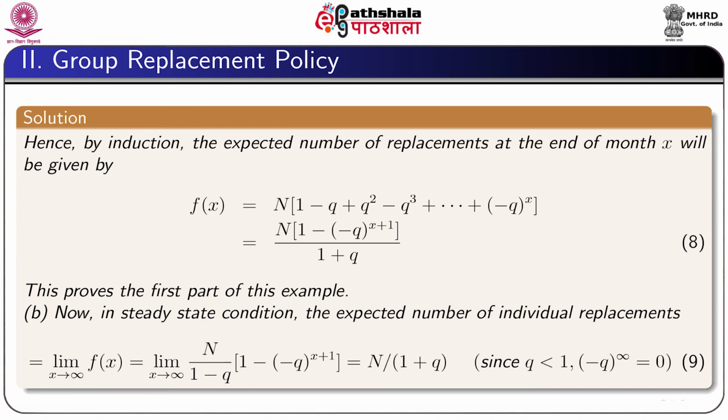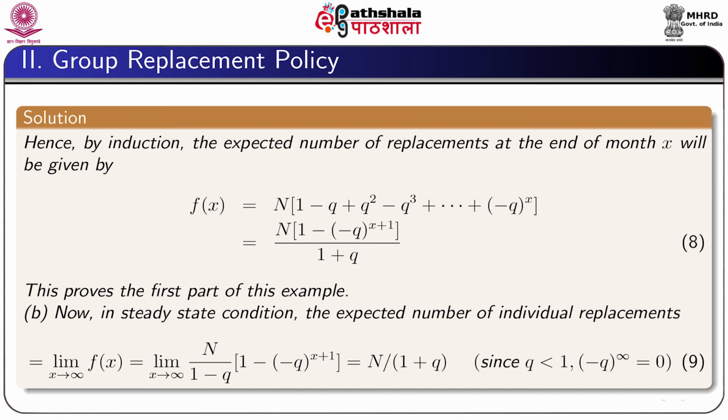Hence, by induction, the expected number of replacements at the end of month x, we can write easily, f(x) equal to n into (1 minus q plus q square plus dot dot dot up to (minus q) whole to the power x), which is nothing but n into (1 minus (minus q) whole to the power x plus 1) by (1 plus q), and this proves the first part of this example.